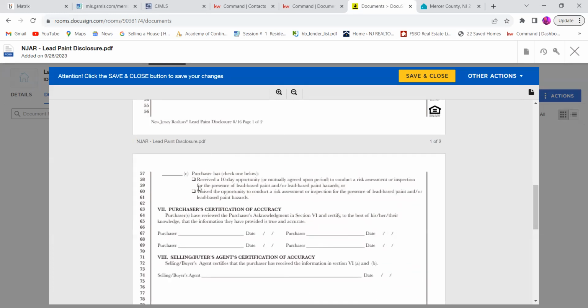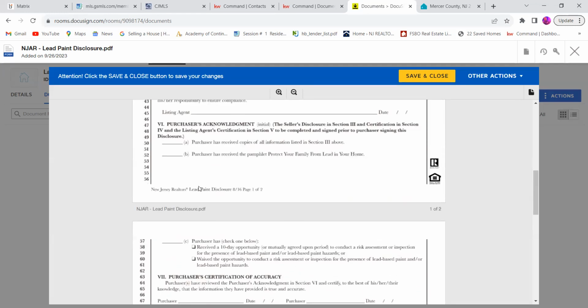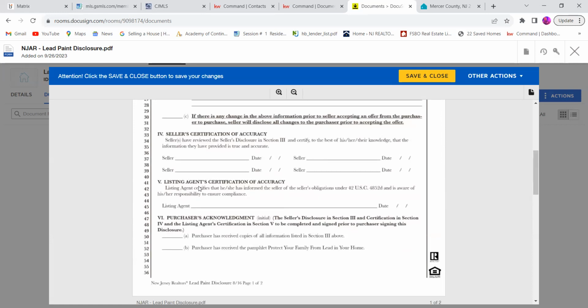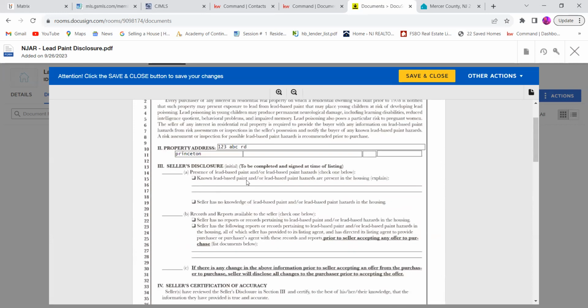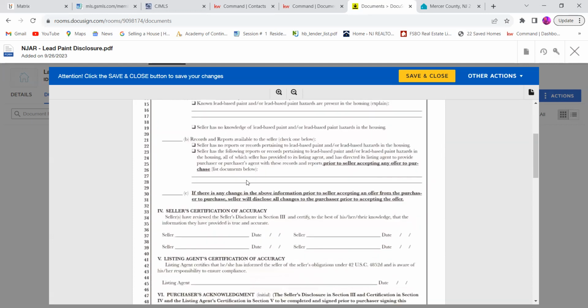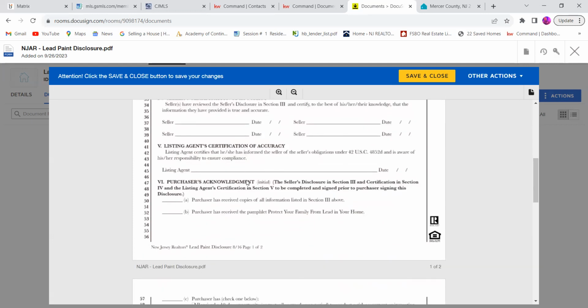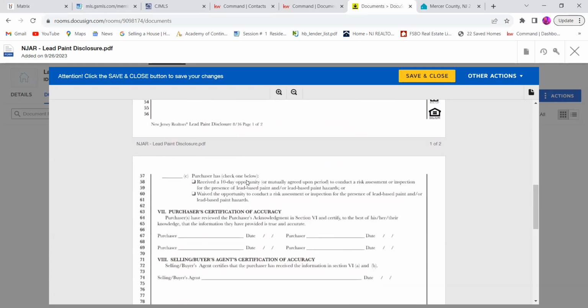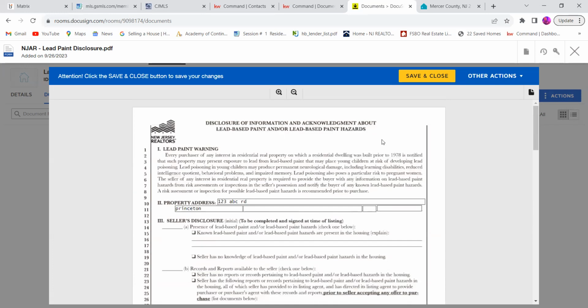It's just going to ask them questions and things like that. This can go along with the seller's disclosure, because it's another thing to ask them questions about the house. Are they aware of any presence of lead-based paint? Have they been tested for lead-based paint? Are there any records and reports available to the seller that they can showcase that they don't have lead-based paint? Things like that. So you want to leave this with them as well.